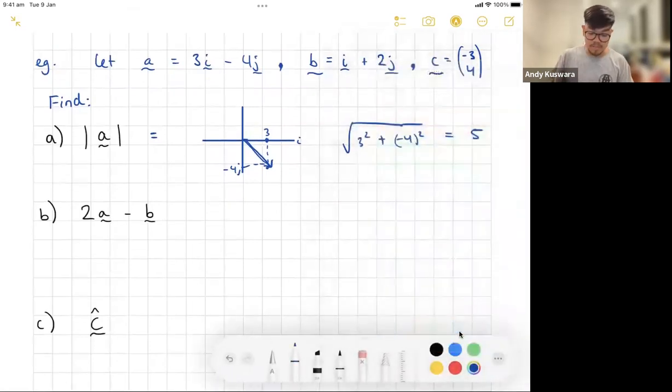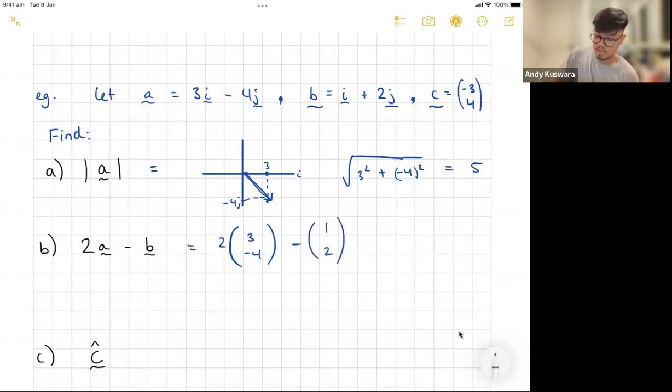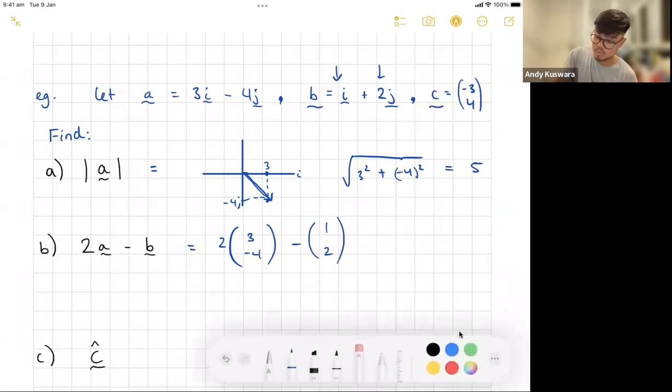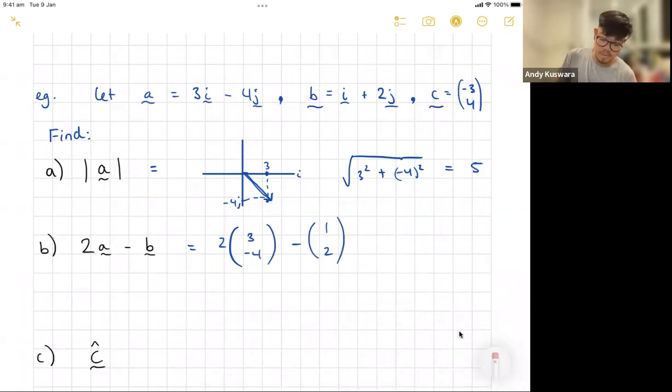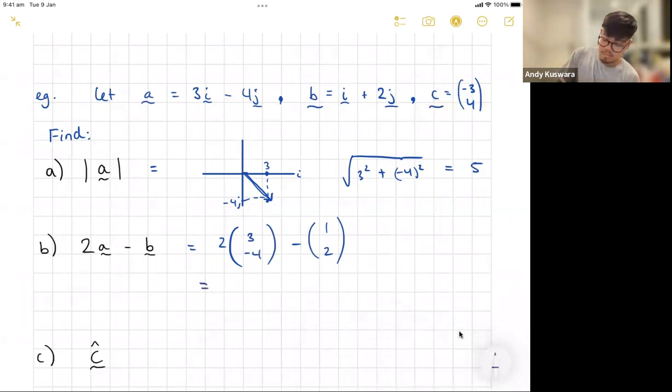Let's move on. If I've got 2 lots of A, take away B, I'm going to write it in its column form because it just tends to be easier to do the math with. It's going to be 1 on 2, because it's 1 lot of i, 2 lots of j, so 1 at the top, 2 at the bottom. And then same thing with the 3 on top, negative 4 on the bottom for A. And so here we just treat it as if it was normal math.